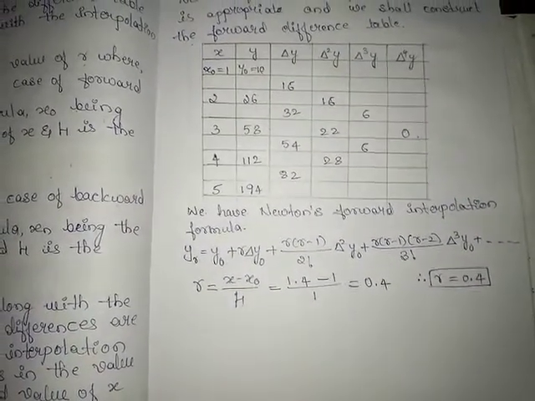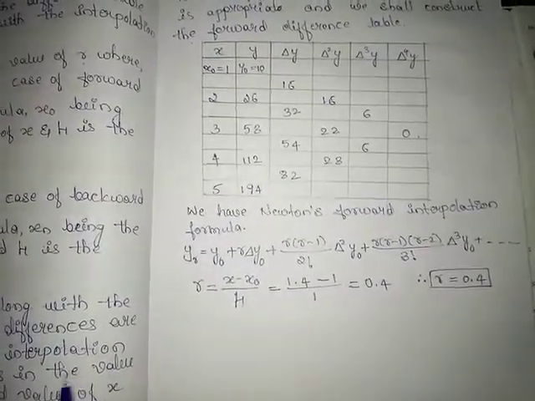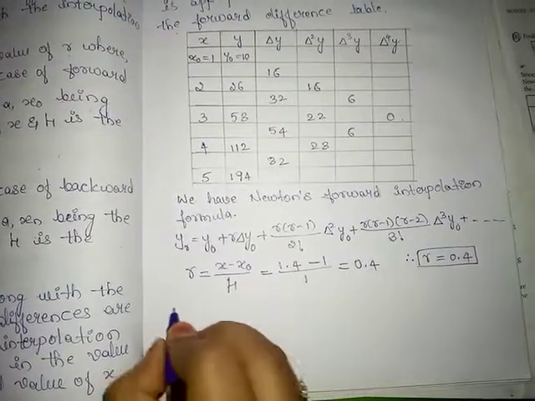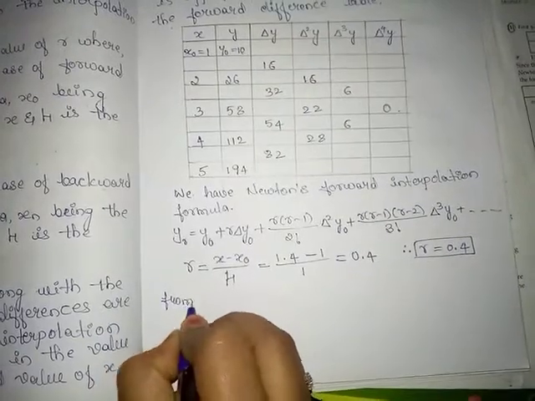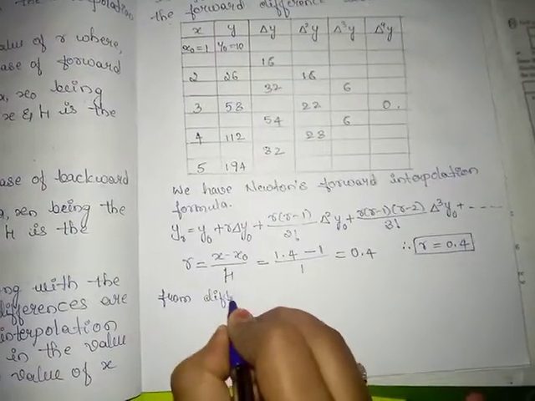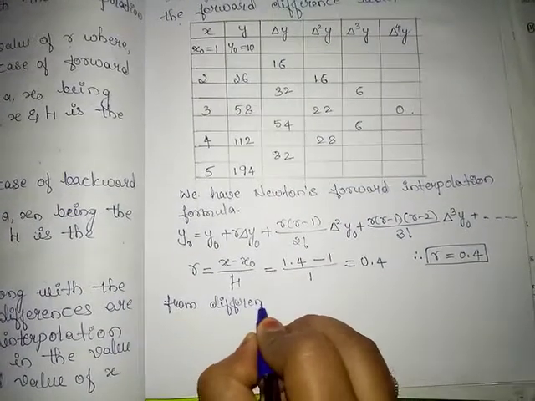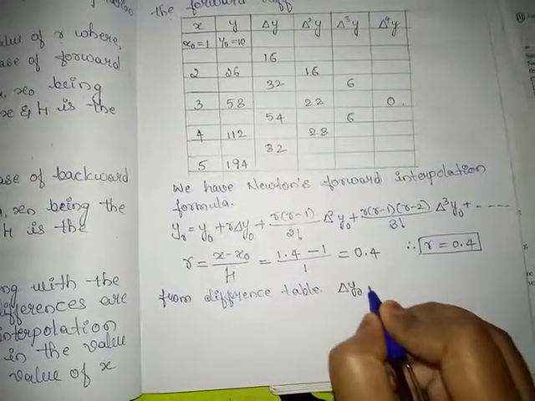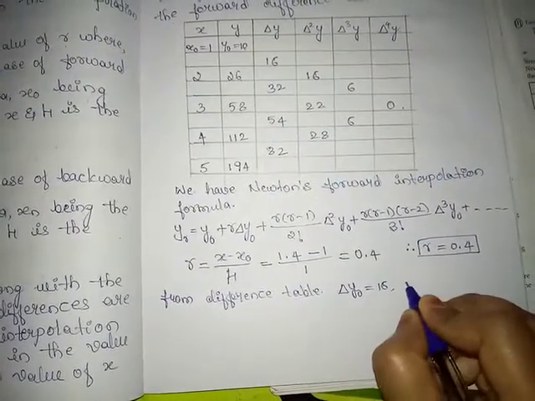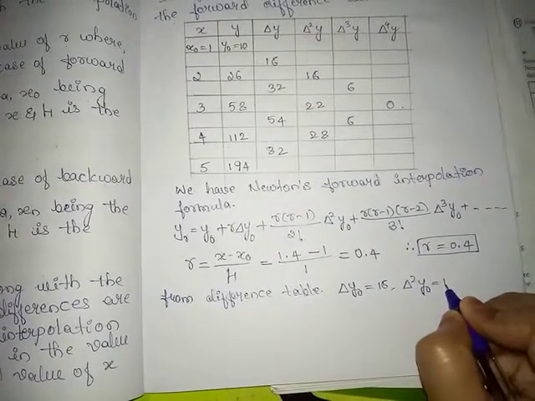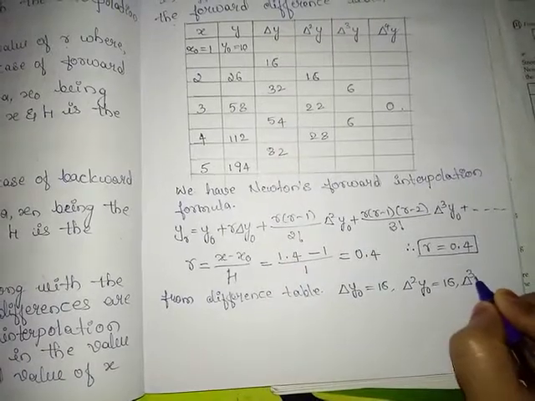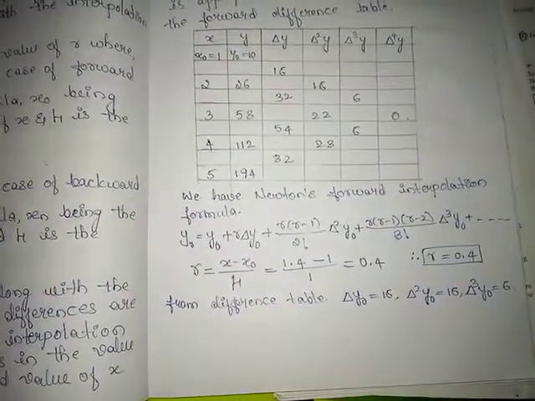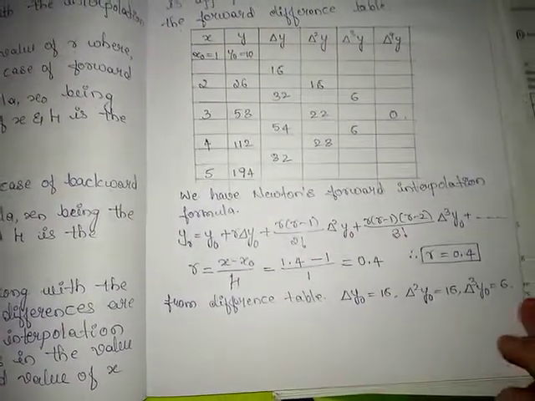Next, since this is the first example, I will write down all these values from the difference table. Delta y0 is equal to 16, delta square y0 is equal to 16, delta cube y0 is equal to 6, and delta raised to 4 y0 value is 0. If you want, write that also.